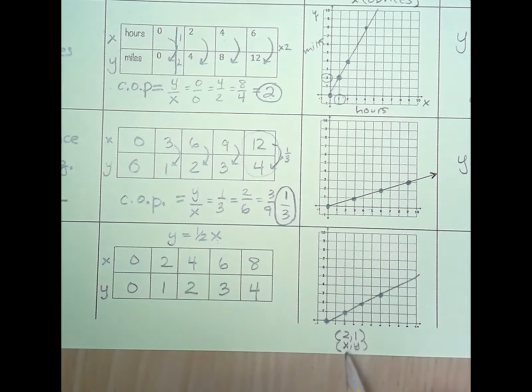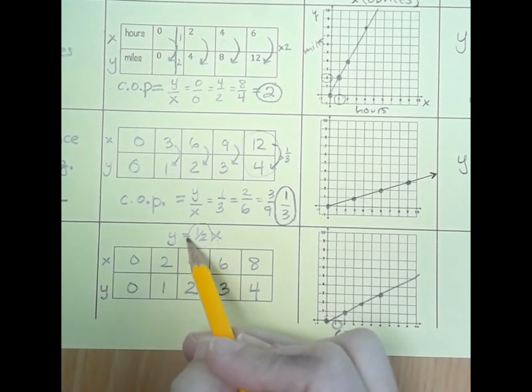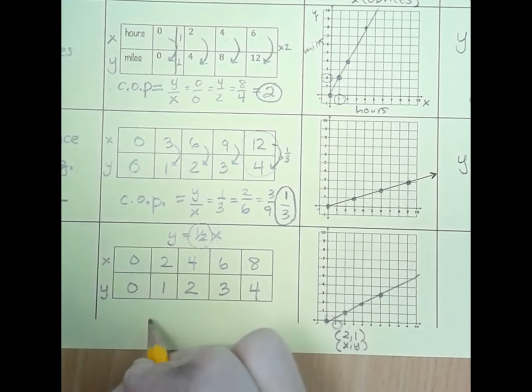Okay, and let's find our unit rate. Remember, the unit rate can always be found here at x equals 1. If we go up, okay, it's a little hard to see, but remember the unit rate is always the same as the constant of proportionality. And with the equation, that's really simple. The constant of proportionality is always that multiplying number.